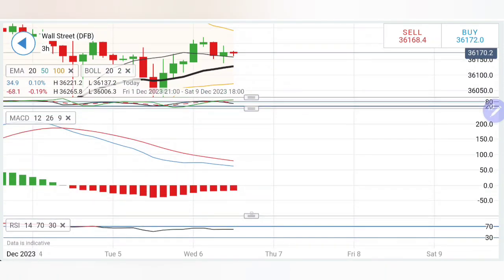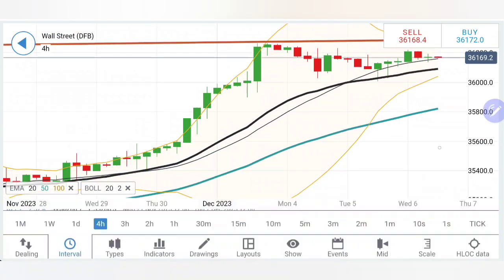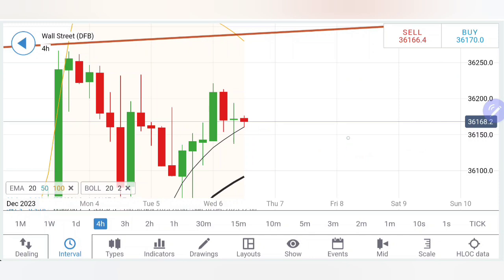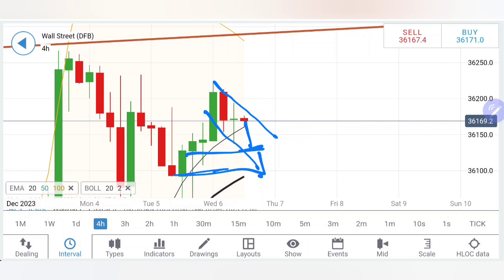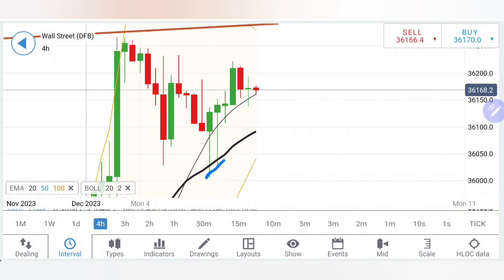The stochastic is looking down, MACD is bearish, RSI is flat and near the overbought zone. On the 4-hour charts, likewise, one bigger bullish candle, then a retracement candle, then a swing candle. Now this swing candle has carried lower highs and lower lows. Lower lows here means the possibility of 36,130 levels as the first support and 36,100 as the next support. It is only below 36,100 where further bearishness may prevail.